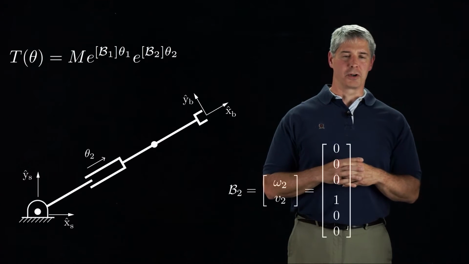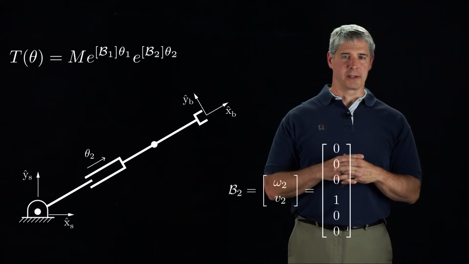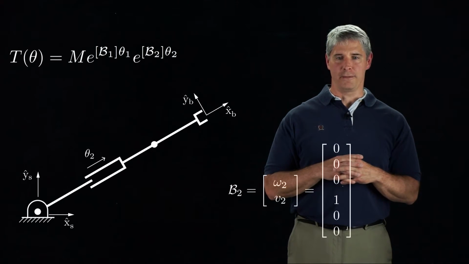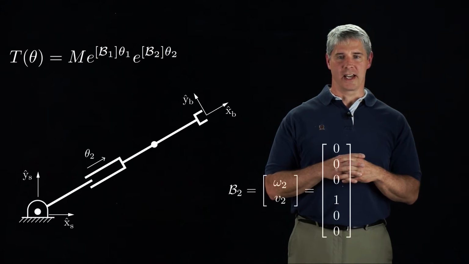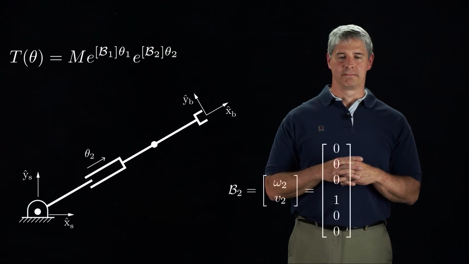Notice that the previous motion of joint 1 does not affect the relationship of joint 2's screw axis to the B frame because joint 1 is not between joint 2 and the B frame. Therefore, B2 is the same as the screw axis of joint 2 when the robot is at its zero configuration.